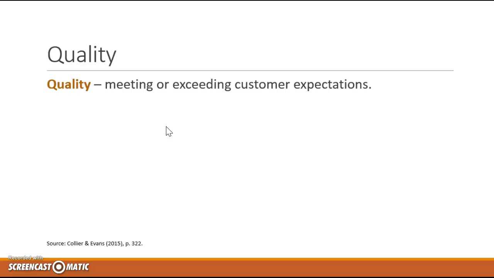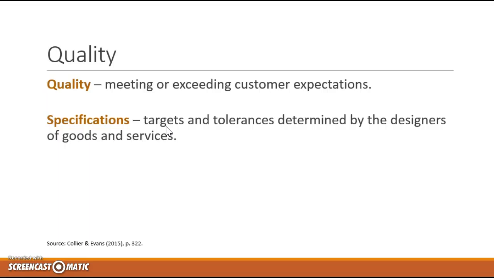So here's our definition of quality. From Collier and Evans, quality is meeting or exceeding customer expectations, and that is the essence of it. When we are meeting or exceeding customer expectations, we are delivering the quality service or products or goods that our customers expect. There's a few other definitions to be clear on here as well.